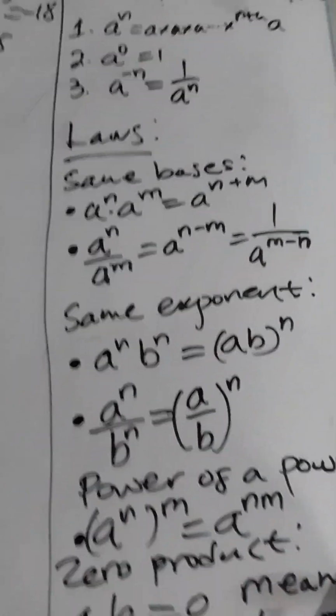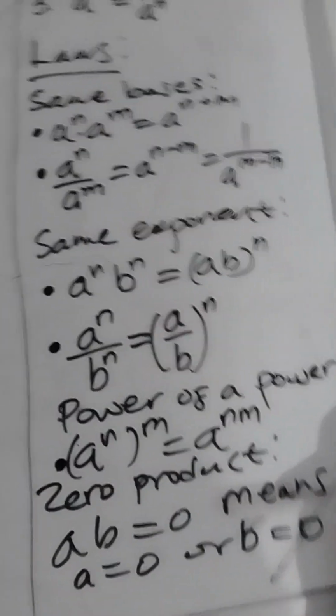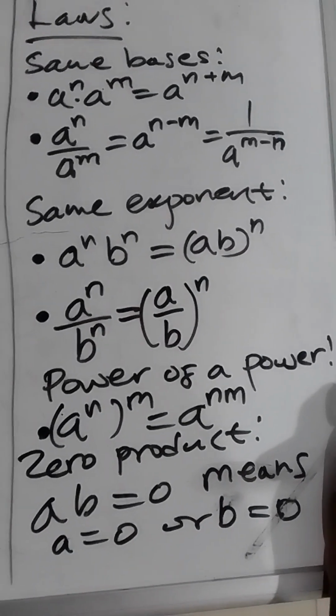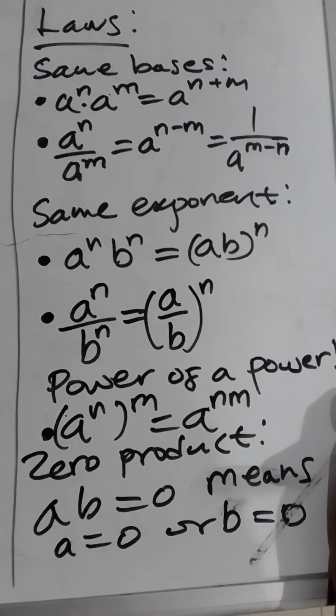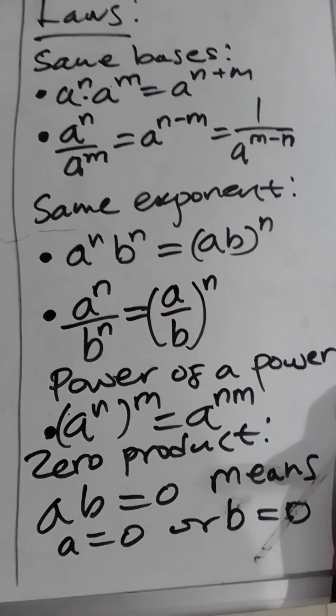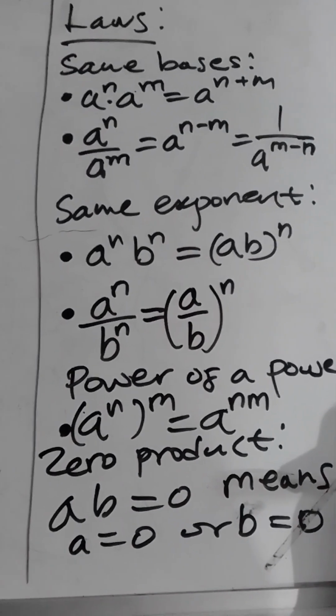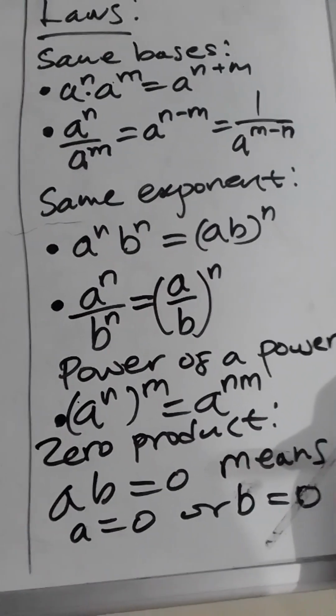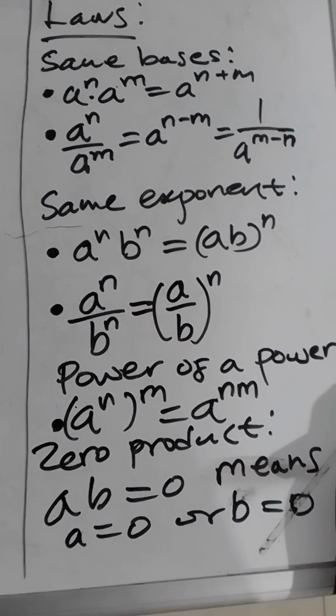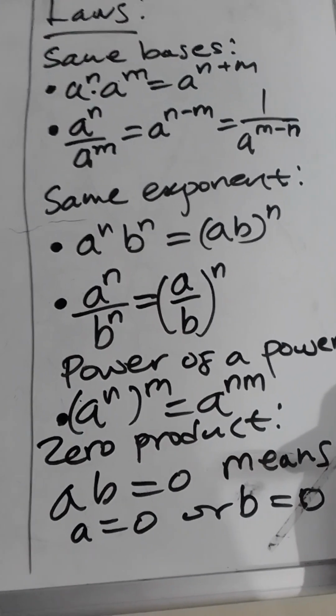Right. Then let's go to the laws. We have 5 laws. Now I like to group them into 3 groups. So the ones related to same bases, I call them same base laws. And then the ones related to the same exponents but different bases, I call them same exponent laws.